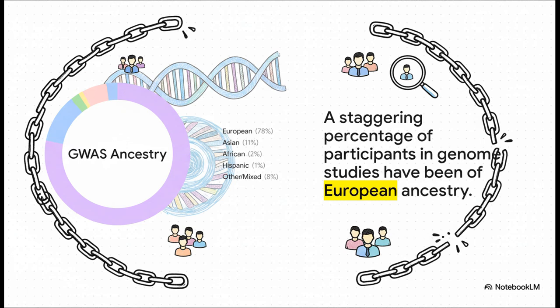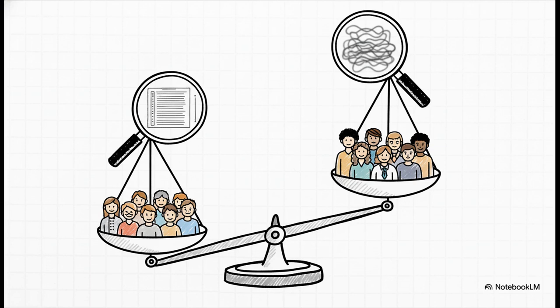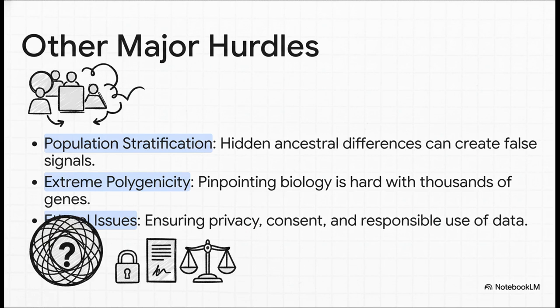This chart shows that a staggering 78% of all participants in Genome-Wide Association Studies have been of European ancestry. This lack of diversity isn't just a small issue, it's a massive scientific problem for the entire field. And the direct consequence of that is a really serious health equity issue. Because the underlying data is so biased, the tools that are built from it, like polygenic risk scores, are most accurate for people of European descent. Their predictive power drops off significantly for other populations, which means the benefits of this incredible technology are just not being shared equally.